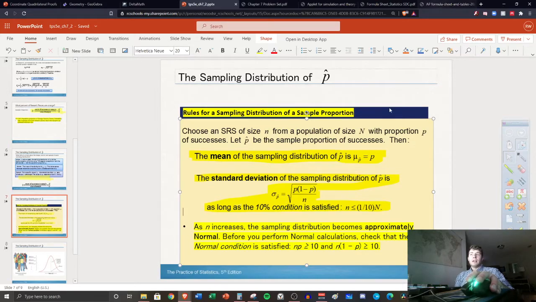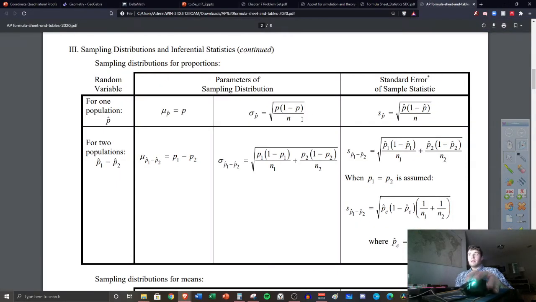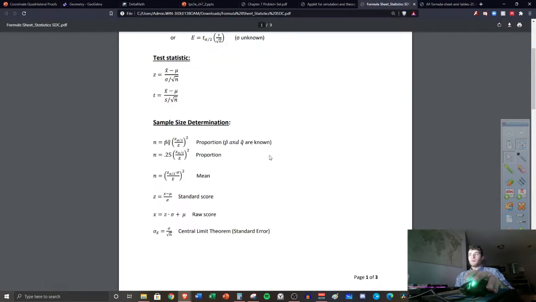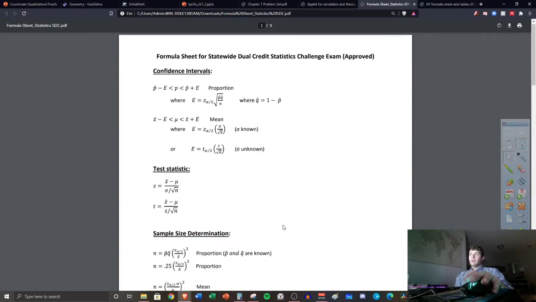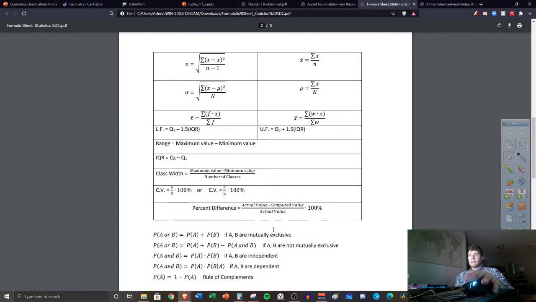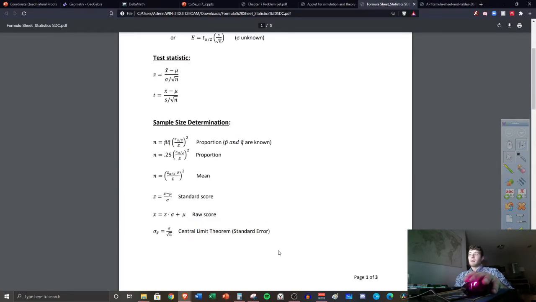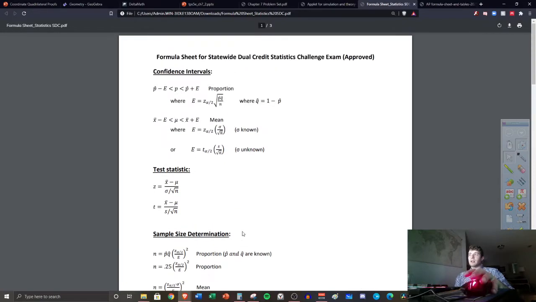Okay. This formula, by the way, for AP students is on the second page, and it's showing right here for one population, parameters of sampling distribution. Mu of p hat is equal to p, sigma of p hat, and it gives you the same formulas that we just wrote down. Now, dual credit students, you don't have this formula. Okay, it's not on there for you. So this is something that you're going to have to memorize for the test. All right.